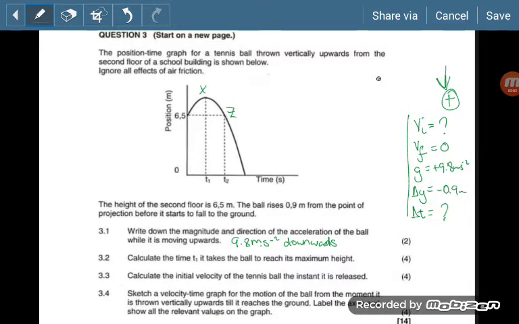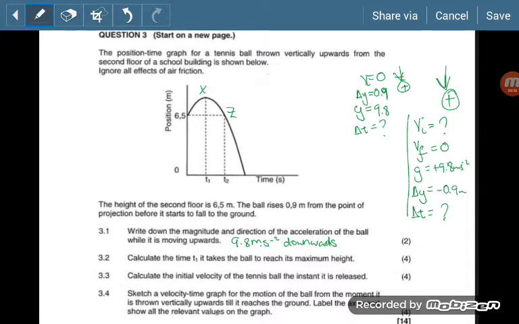Still taking downwards as positive, I'm going to take my initial velocity as 0. This thing is going to be falling, and as it falls, I'm not going to use its final velocity. I'm going to use the change in y as 0.9, and I'm going to use the gravity as 9.8. Then I calculate the change in time. The change in time that I get is the same change in time here. So that's one way of doing it.